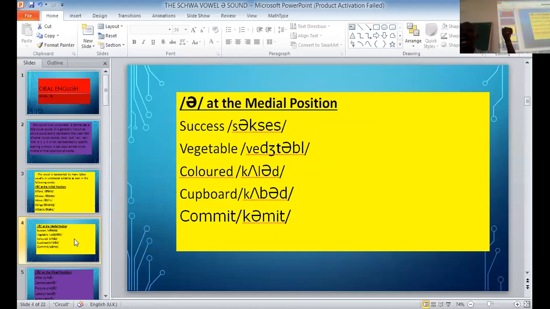Schwa sound at the medial position. Please write it: schwa sound at the medial position. That's medial. So we have success, where the letter U has the schwa sound. We have vegetable, where the letter A has the schwa sound. We have colored, cupboard, commit. So those letters in the middle have schwa sounds.